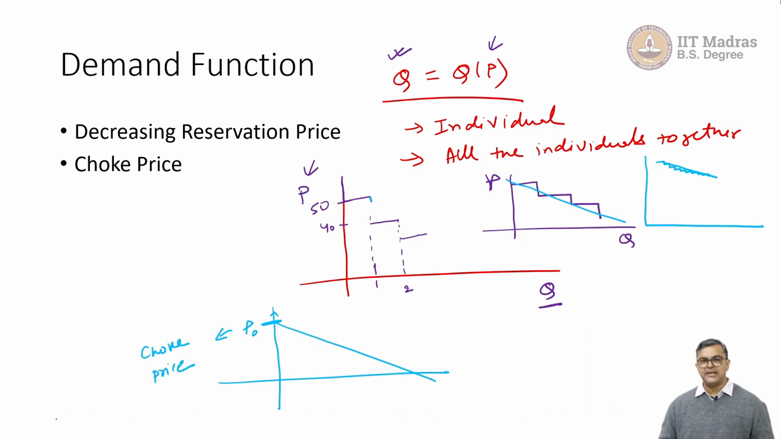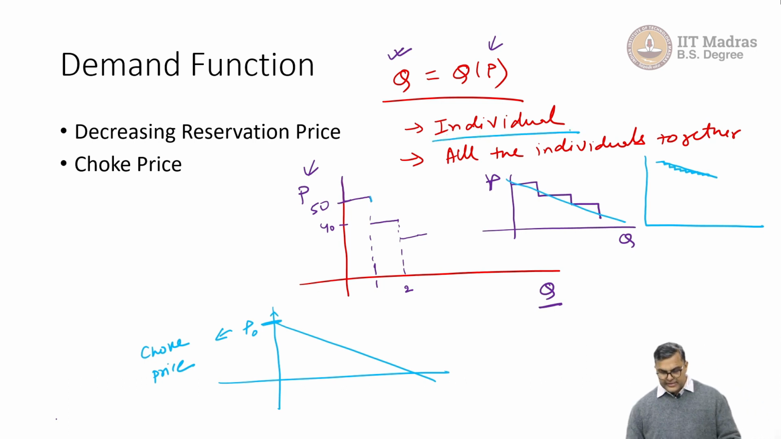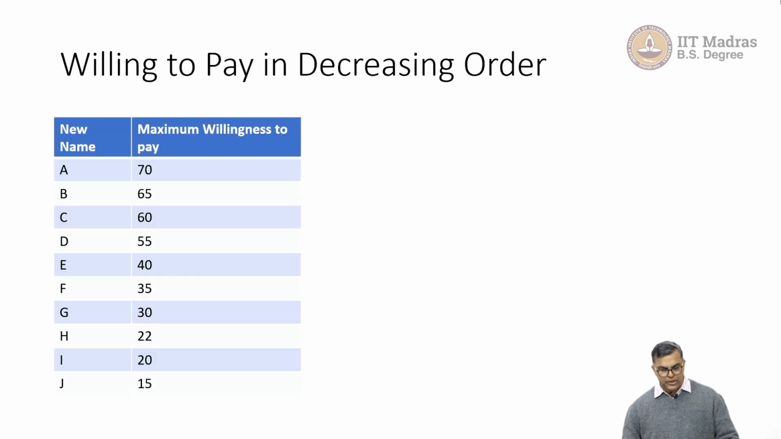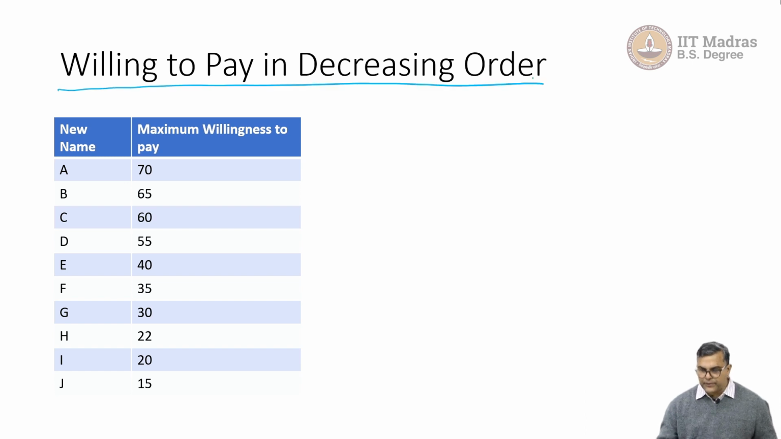So, we have seen an example for an individual demand function. Let us see an example for all the individuals together. Remember, we had an example in which different people had different willingness to pay. One thing that we can do is arrange them in order and give them a new name rather than calling them 1, 2, 3, 4. So, we arrange them in an order. Here, maximum willingness to pay is decreasing.